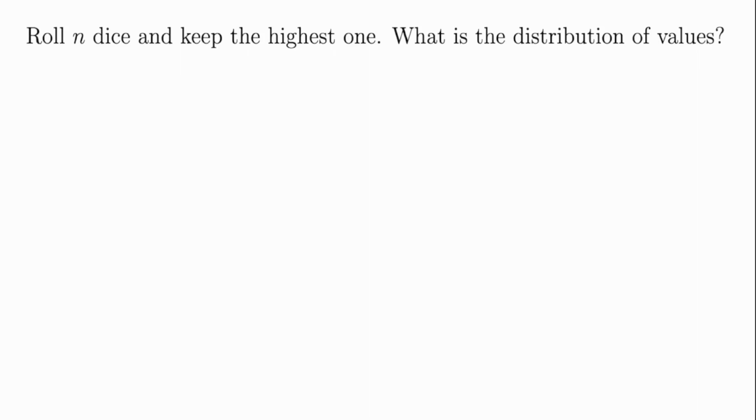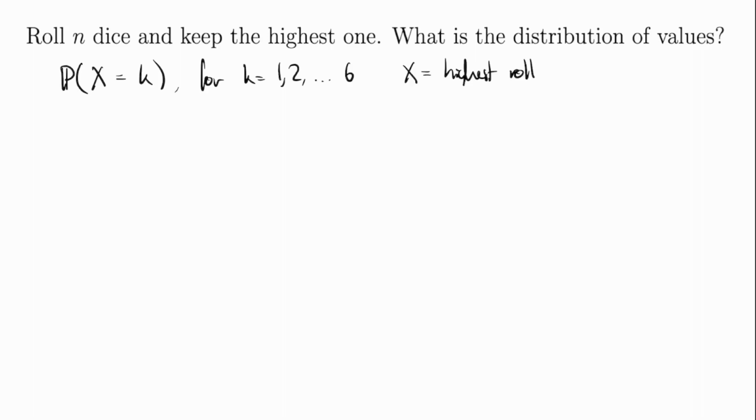And so when we mean the distribution of values, we actually just mean the probability that the highest number rolled is k. So really all we want to find is the probability that the maximum roll, we'll call it x, is equal to k for some k between 1 and 6. So for k is equal to 1, 2, all the way up to 6, where in this case, x is the highest roll. So x is equal to highest roll.